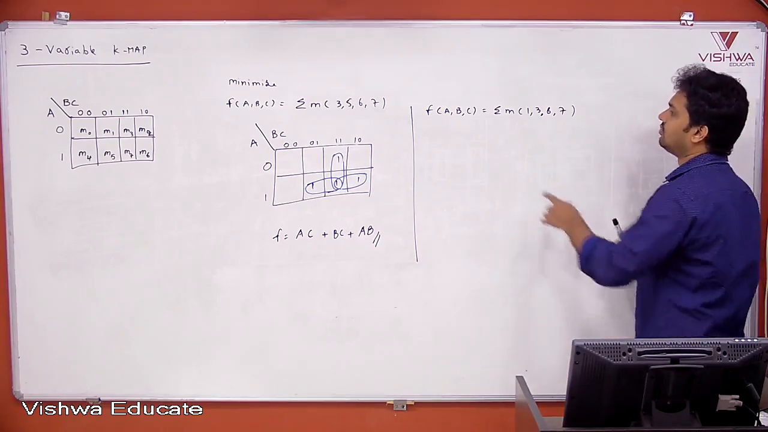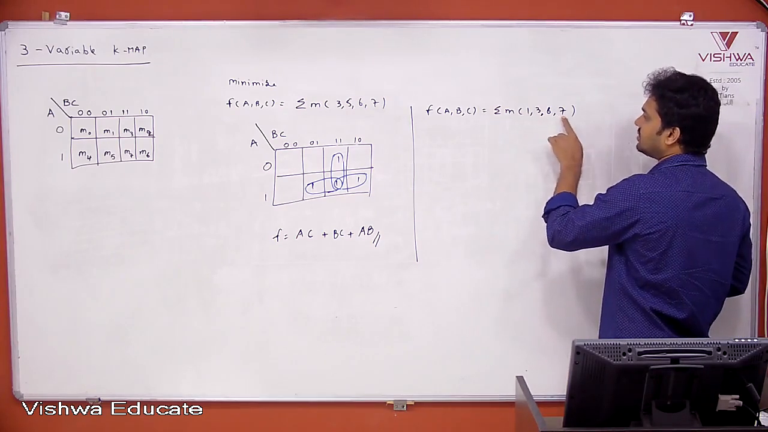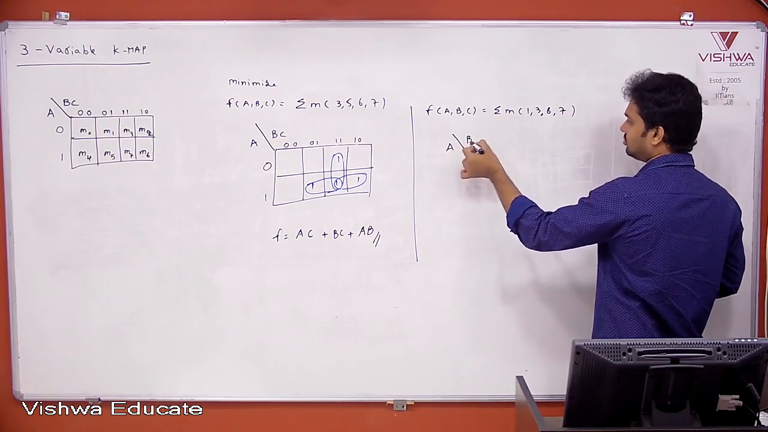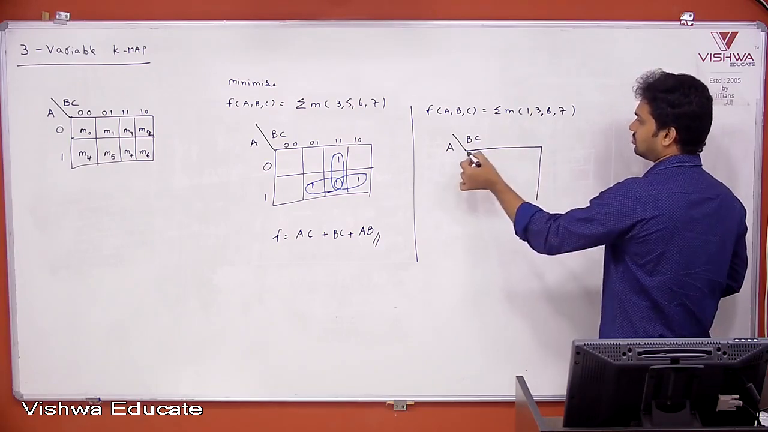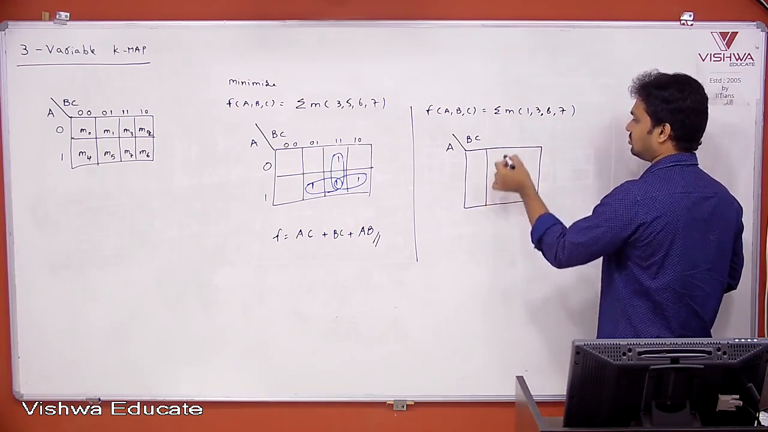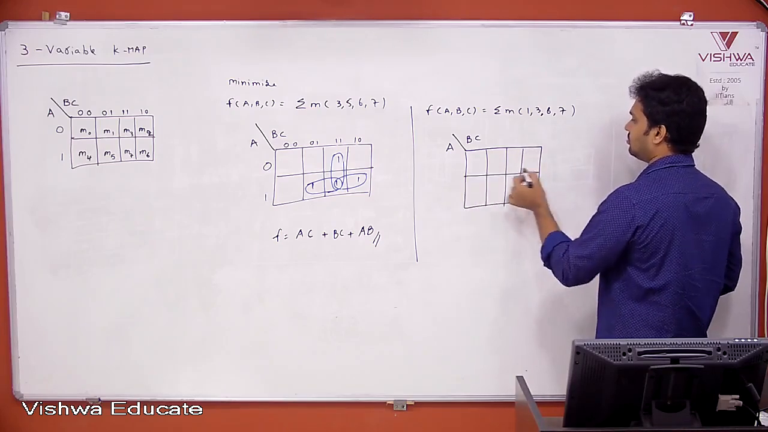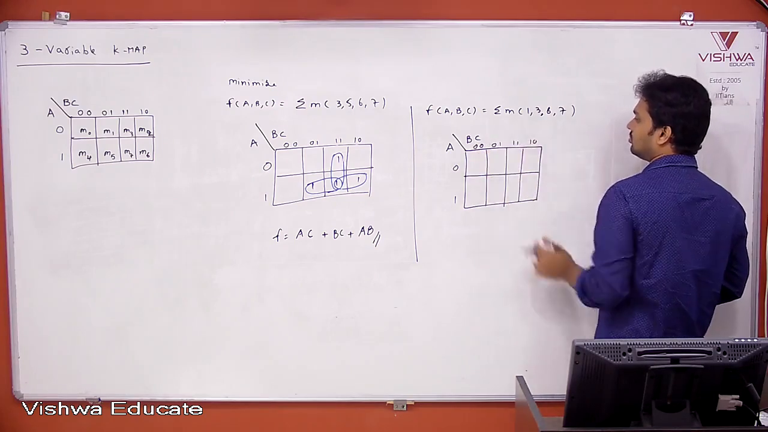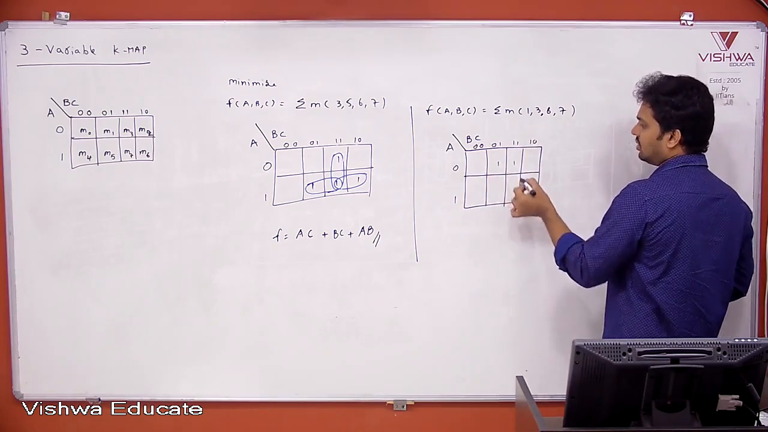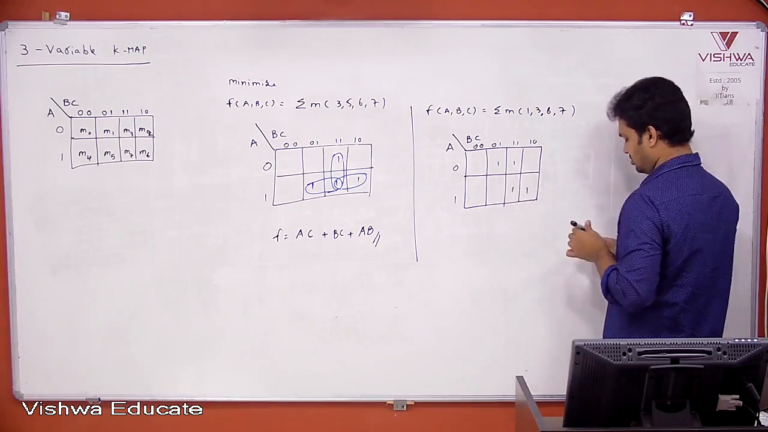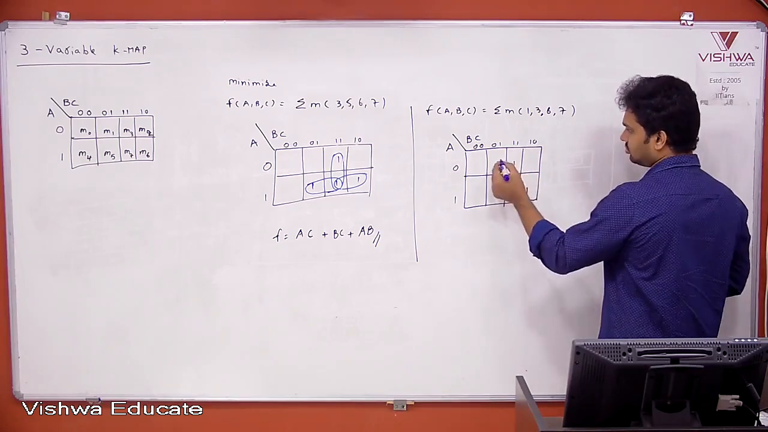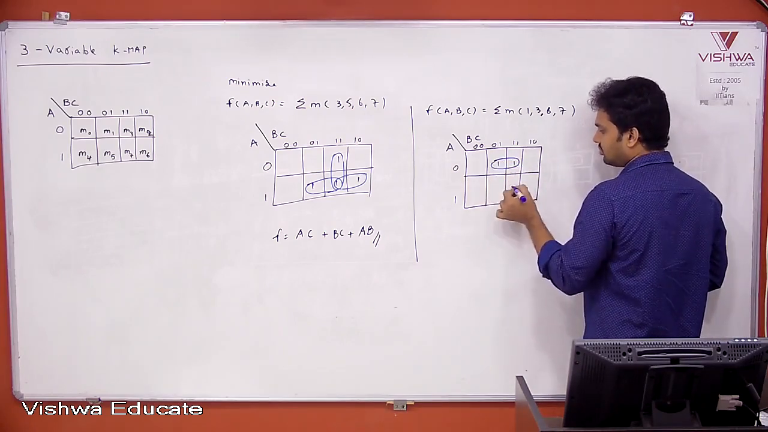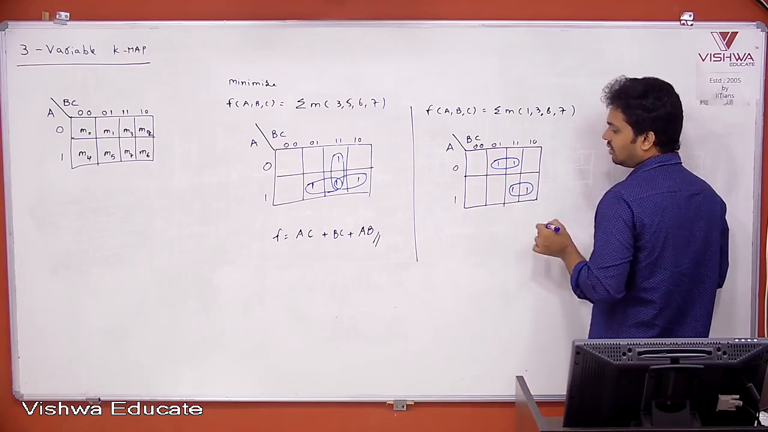So f of A, B, C is equal to sum of the minterms 1, 3, 6, 7. Let us do the same question. Sum of the minterms 1, 3, 6, 7. Now you observe. You can form pair. Okay, what is the answer?